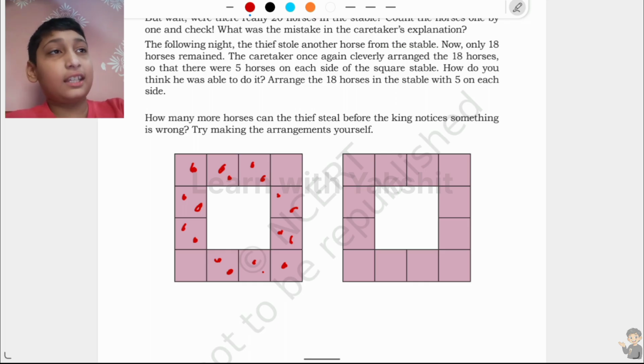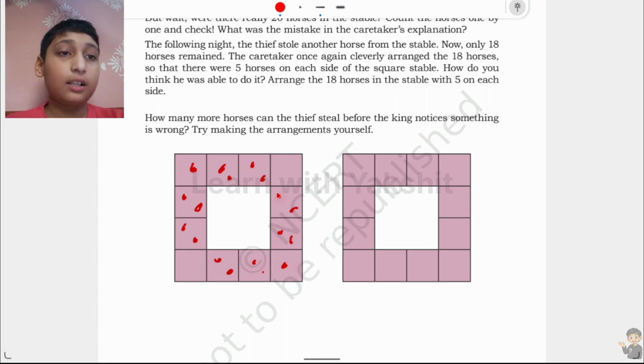Meaning now the king is satisfied with 1, 2, 3, 4, 5, 6, 7, 8, 9, 10, 11, 12, 13, 14, 15, 16, 17, and 18 horses in his stable. However, he thinks that each side is 5, and there are 4 sides in a square, meaning that there are 20 horses. But we tricked the king's mind. Wow, the king can't even realize this simple trick. Who made him the king?